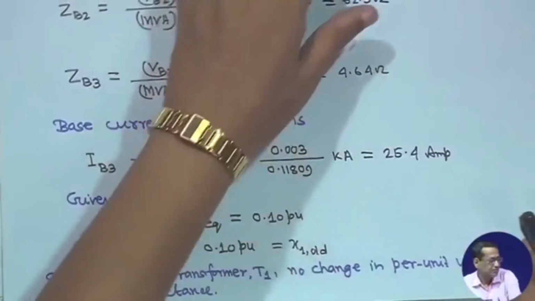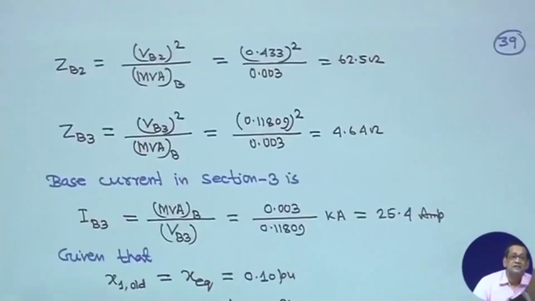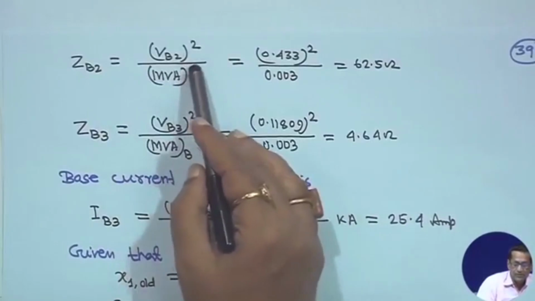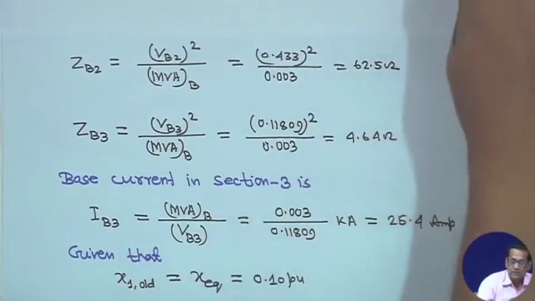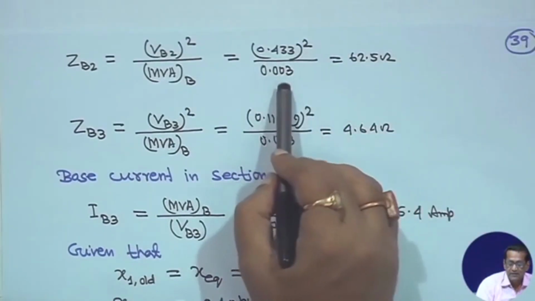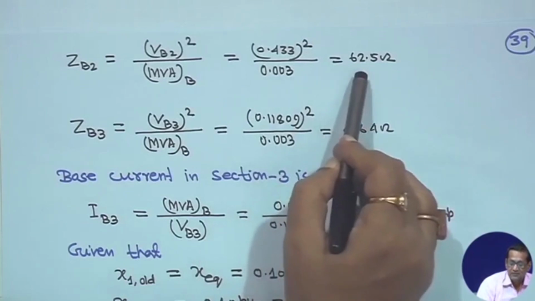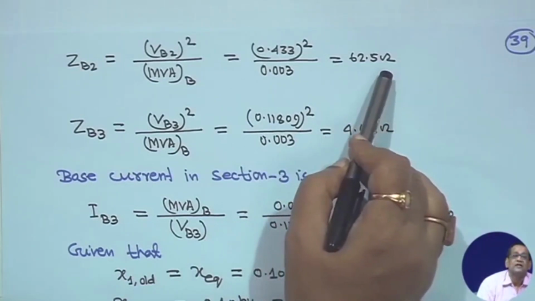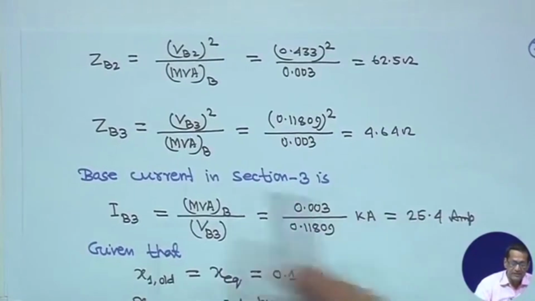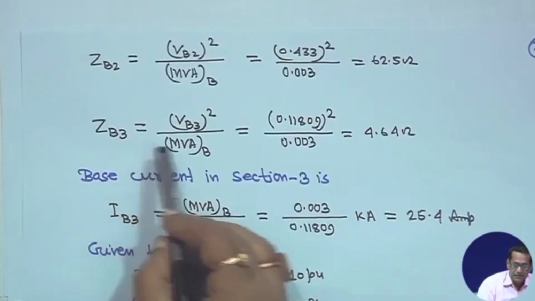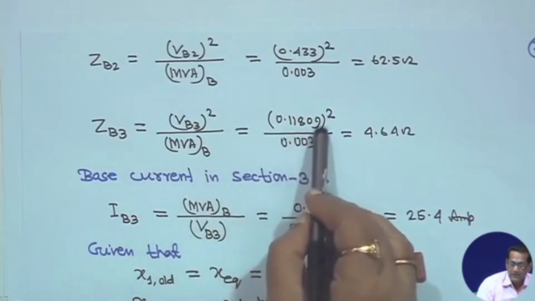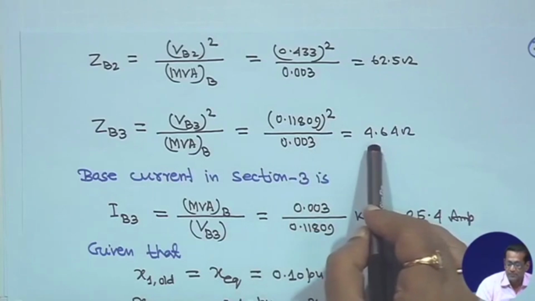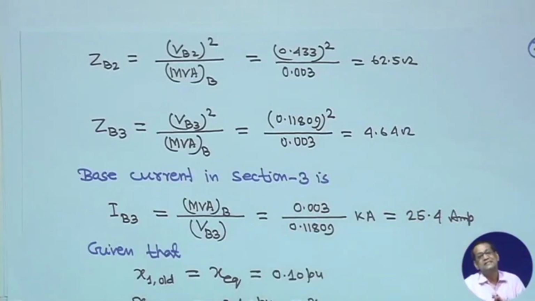Similarly, ZB2 is equal to VB2 square upon MVA base. That is equal to 0.433 square divided by 0.003, which is 62.5 ohm. Similarly, ZB3 is equal to VB3 square upon MVA base, which is 0.11809 square upon 0.003, so 4.64 ohm. So, all the 3 sections' base impedances are computed.